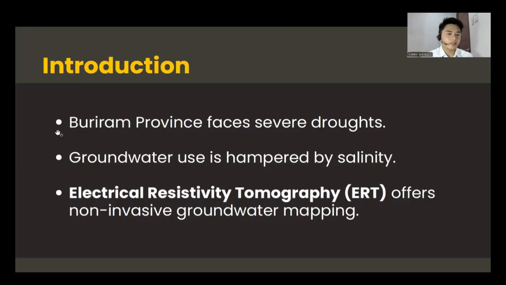For starters, Buriram Province suffers from chronic drought, especially during dry seasons. Although groundwater could help, much of it is too salty for use. So this study uses ERT, a non-invasive imaging method to locate fresh water underground, offering a valuable tool for water management or for local management.